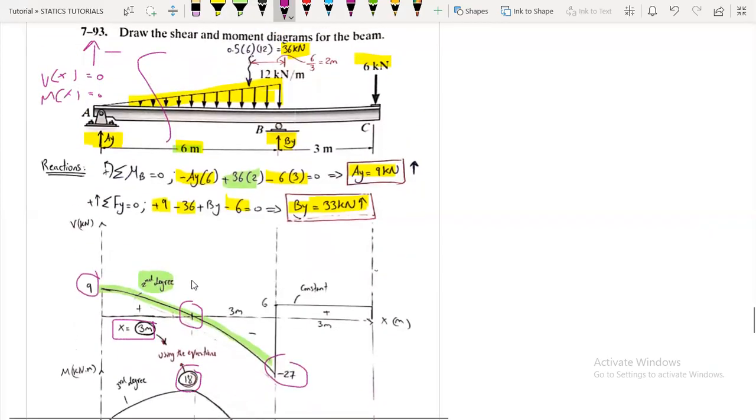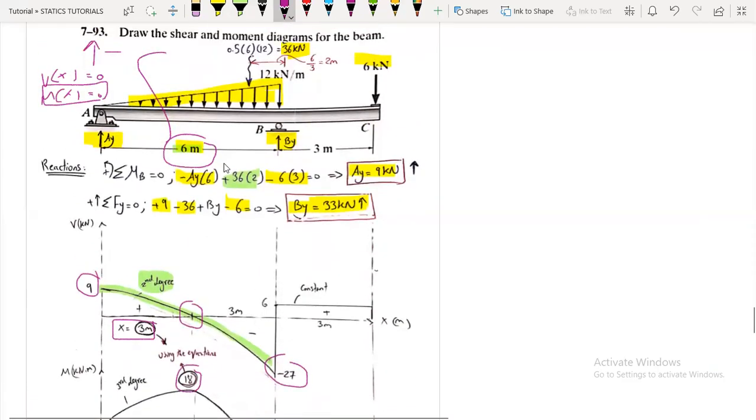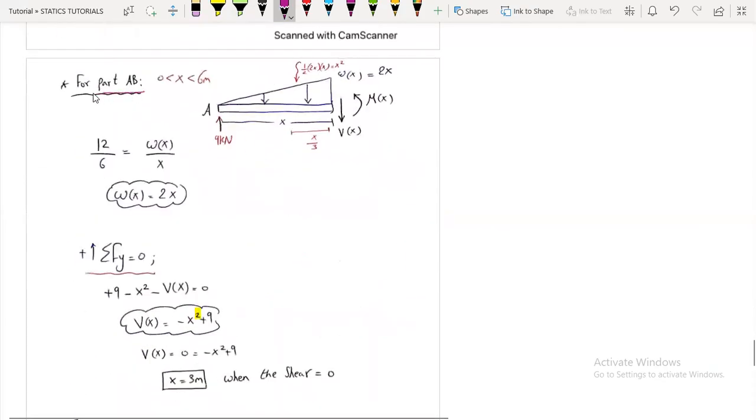And then I can say, okay, when substituting in the moment equation the value of x equals 6 meters, I will get the moment at a distance of 6 meters, because here the equations of AB are applicable from x equals 0 till x equals 6 meters. So here what I did for part AB, I take a cut, okay, and x is from 0 to 6 meters.